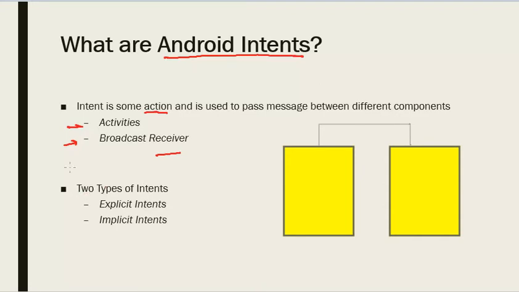Types of intents. There are actually two types of intents. One is explicit intent, and the other is implicit intent.